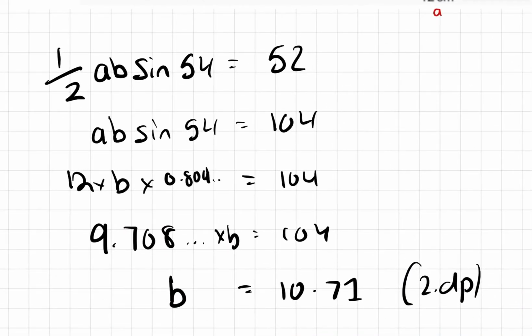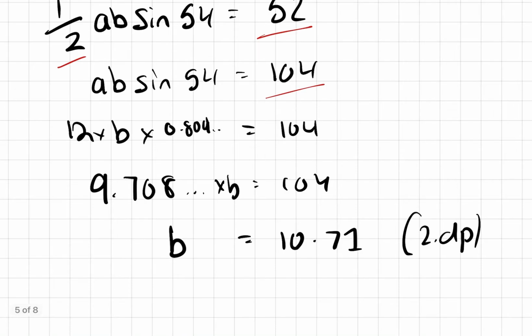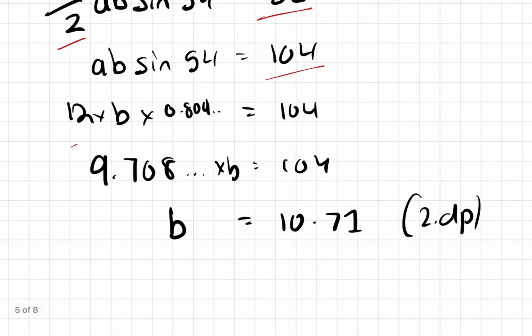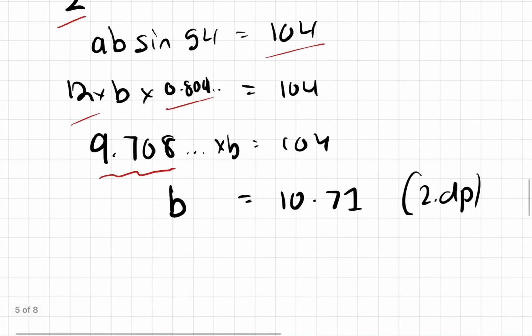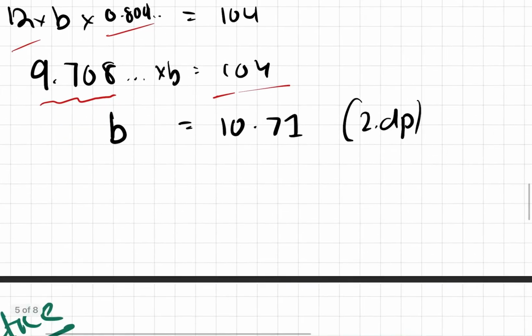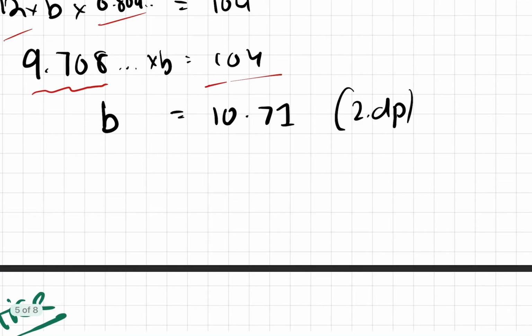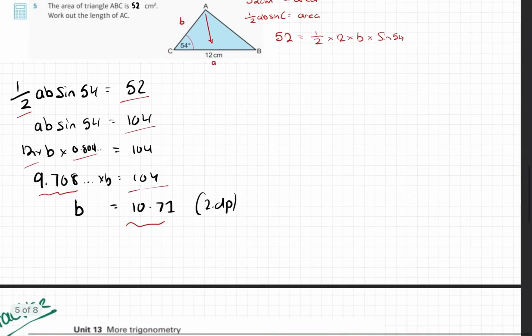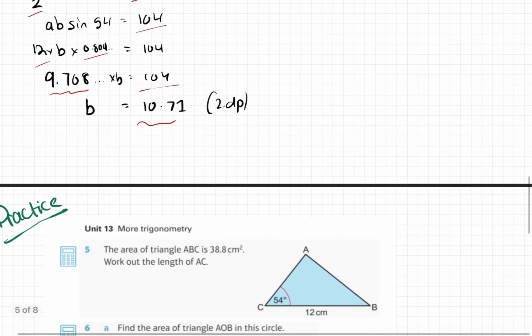Here we are. So I've just gone, well, times it by 2 both sides. You're going to get 104. And then I did 12 times 0.809, which gives me 9.708 times b. 104 divided by 9.708. Simply going to get b equals 10.71 to 2 decimal places, like so.